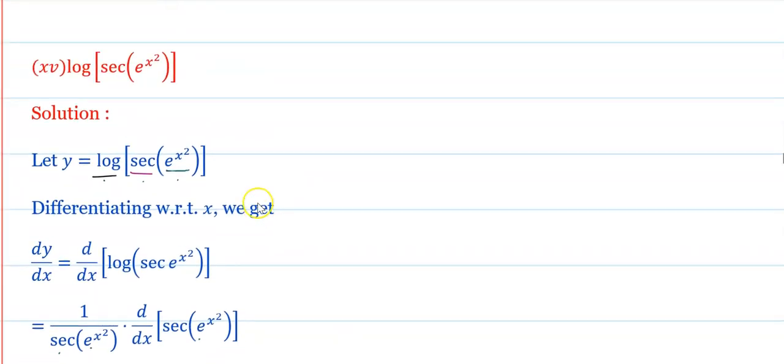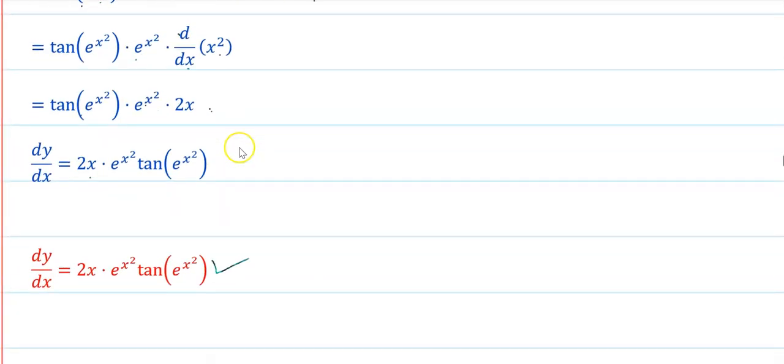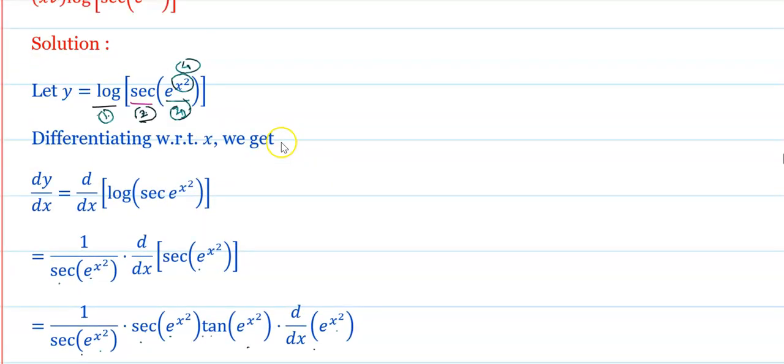Again, you can see here the main function. The log, this is the first one. Next, sec, this is the second one. Next, e, this is the third one. And last, x square, this is the fourth one. Like this, 1, 2, 3 and the fourth one. You can see the same sequence: first the derivative of log, then sec, then e raised to x square, then x square.